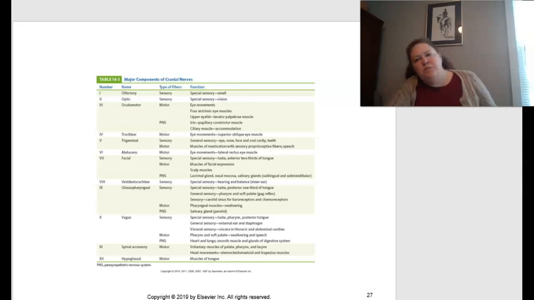So again, this would be great to break down and turn into different flashcards, because you will need to know your cranial nerves. It tells you the number, the name, the type of fiber, and the function. So put a big star by this, because yes, you will need to know these.